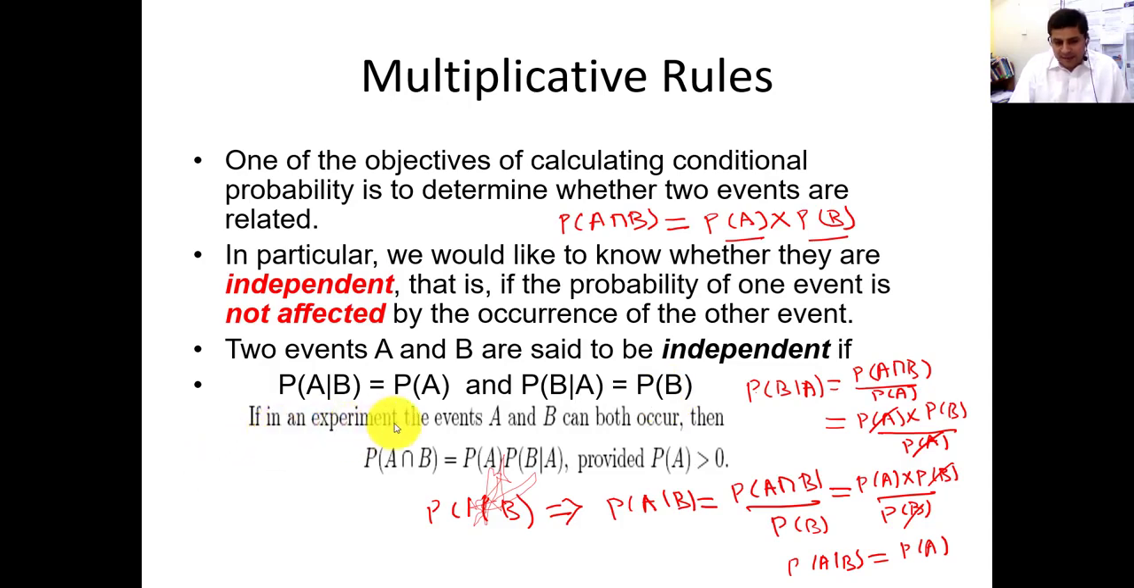If in an experiment the events A and B can both occur, then probability of A intersection B is equal to probability of A into probability of B given A, provided probability of A is greater than 0. Probability is always equal to 0 or greater than 0. If it is greater than 0, then this law will be fulfilled. But if it is equal to 0, then this law will not be fulfilled, because when you multiply 0 with anything, it becomes 0. I will also discuss soon a very short example in order to use this postulate.